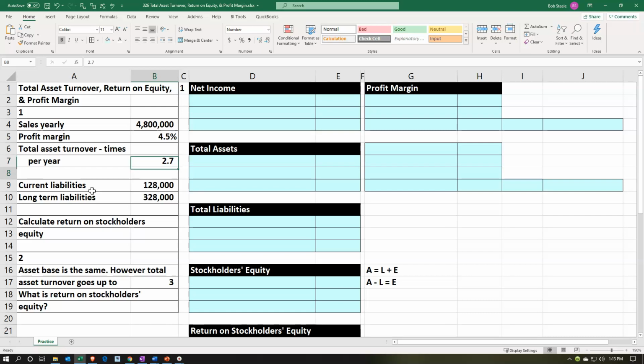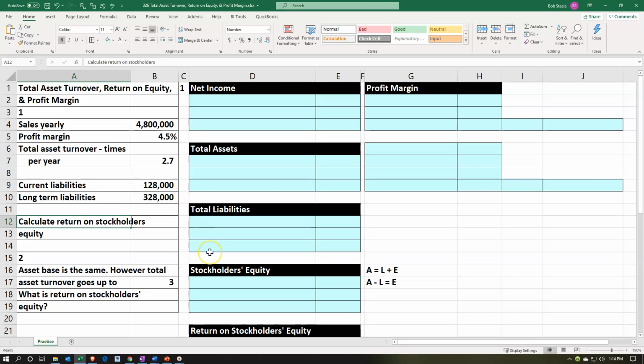So total asset turnover. We've got the current liabilities and the long-term liabilities. Those are going to be all the liabilities, so the sum of those will be total liabilities, in other words. And then we're going to calculate the return on stockholders' equity. So we're looking for the return on stockholders' equity.